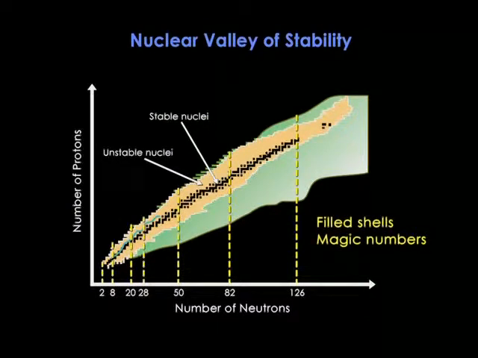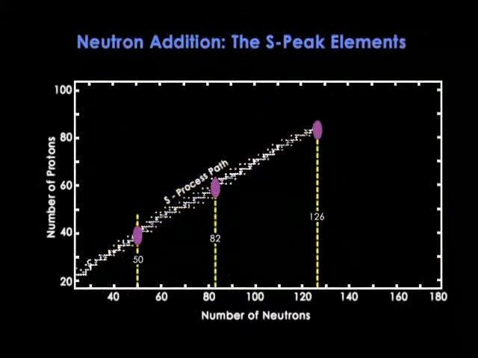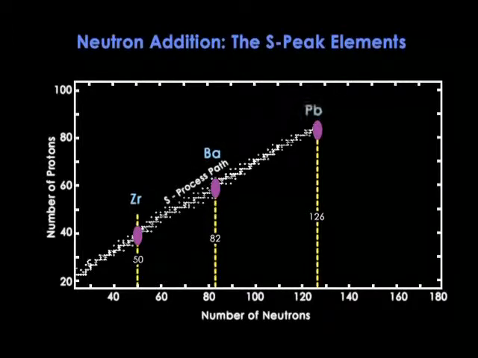Now here are the magic numbers. They're at 2, 8, 20, 28, 50, 82, and 126. Nuclei with this number of neutrons or protons are particularly stable and robust. They're the nuclear equivalent of the noble gas atoms. So now let's look again at our neutron pathway. Up it comes, and where it meets these magic numbers, the elements build up, here near zirconium, barium, and lead.